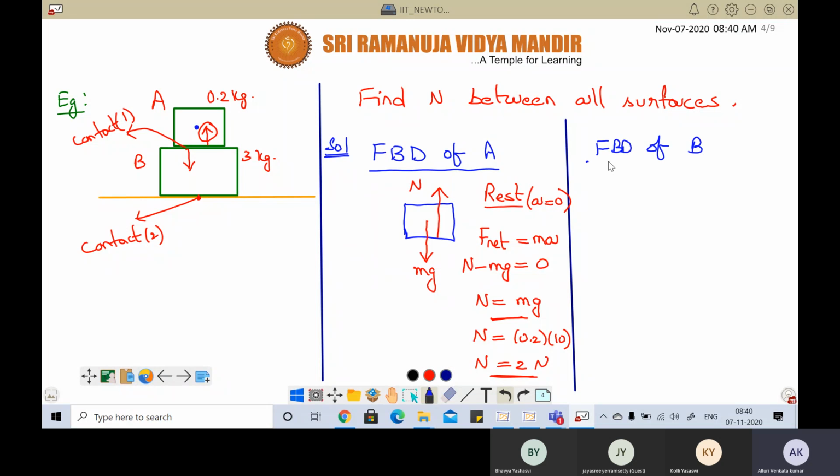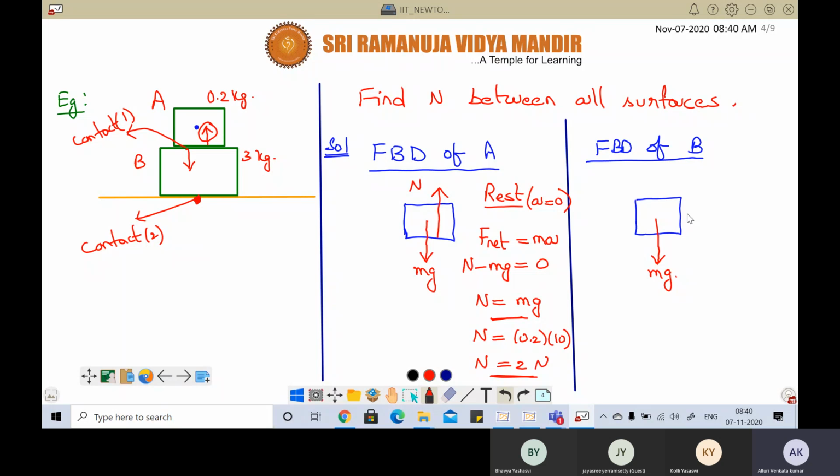Free body diagram of block B. Okay. Tell me the first force. Bhavya, Yashasvi, tell me. So gravitational force, sir. Correct, very good. Mg. Next, the normal. Block B is having how many contacts? 2 contacts, sir. Correct.